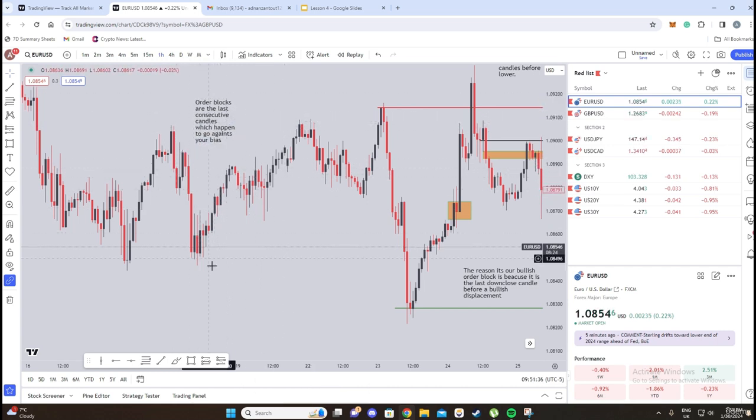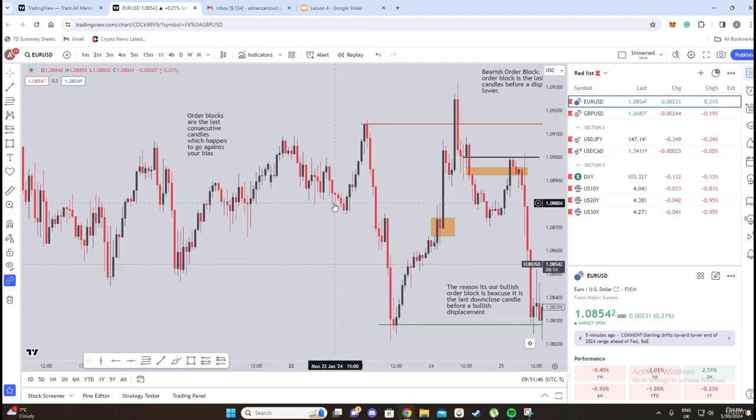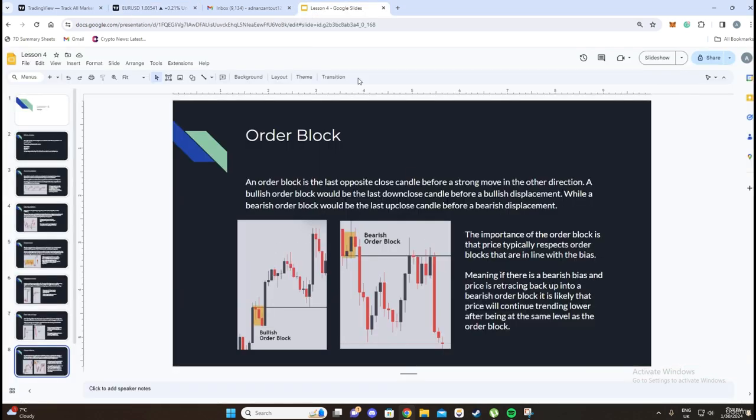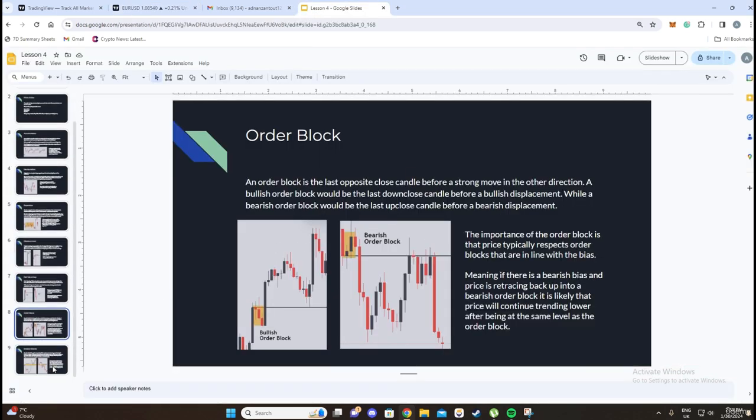Meaning if you're bearish and you see a bearish order block, that would be an up close candle. That would be a bullish candle, would be your bearish order block. And the opposite, if you're looking for a bullish order block, it would be a down close candle. And the final thing we have for this lesson is breaker blocks.